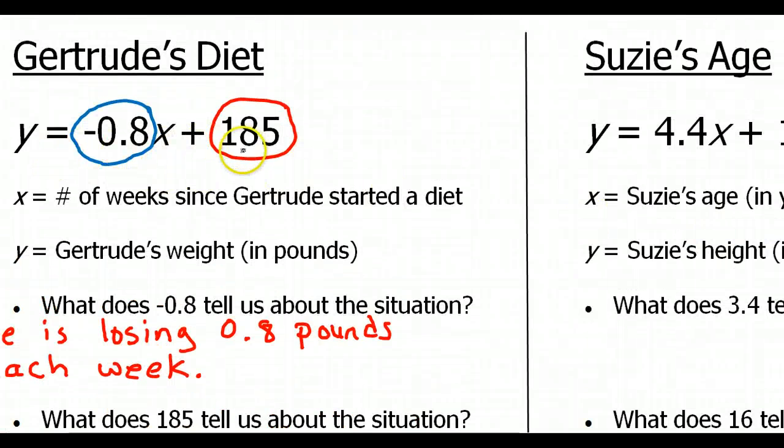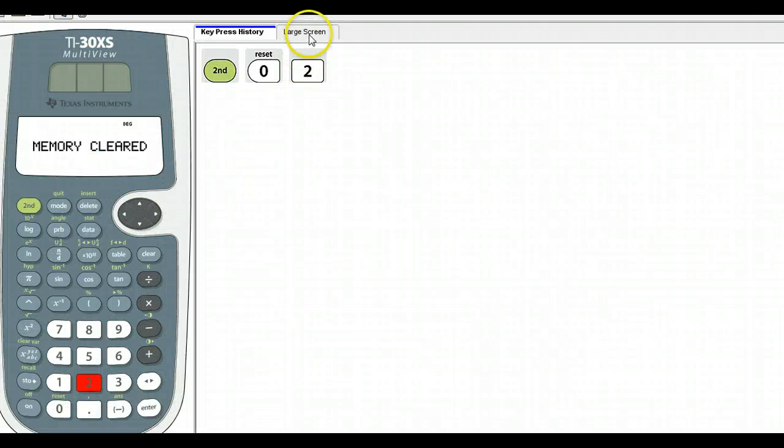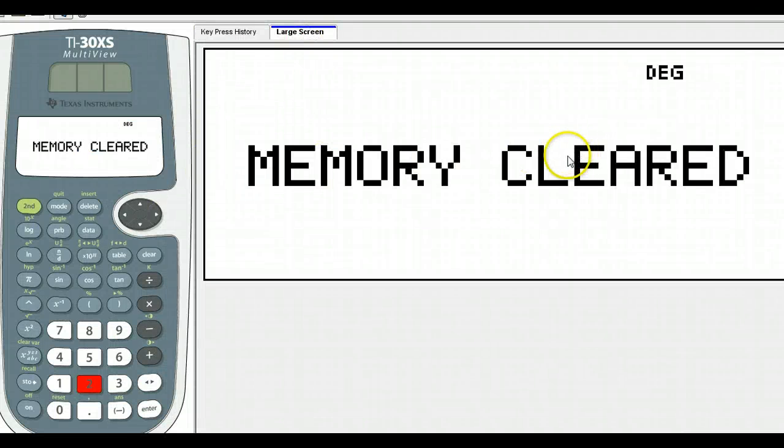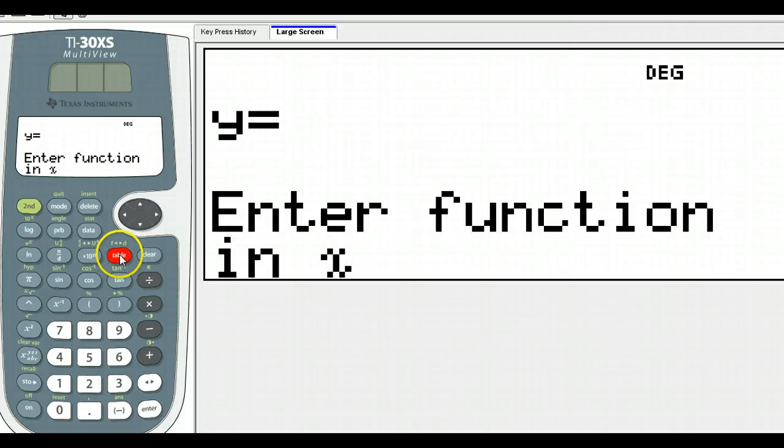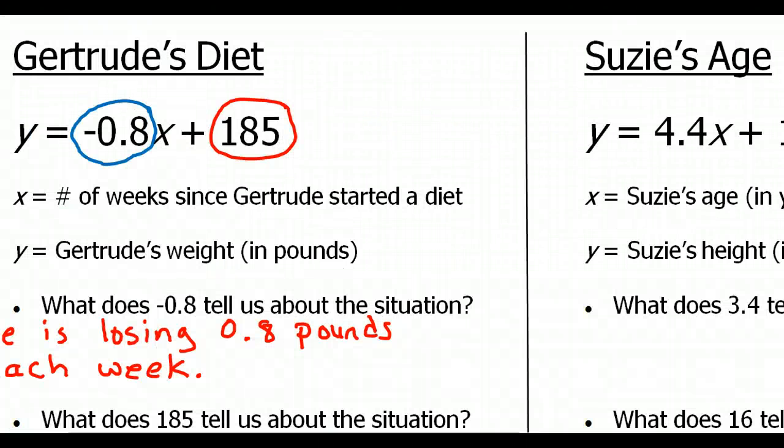So let's start with Gertrude's weight over time. Always reset your calculator at the beginning of the lesson. Remember, you can reset your calculator by hitting clear and on at the same time. I've already reset my calculator. Remember that if I want a table of values, I'll hit the table button. Here's where I will type in the equation that I want to make a table of.